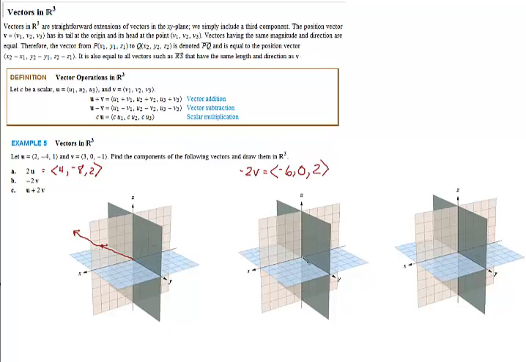So in the x direction I'm going to go -6, so there's 5, 6. I'm not going to go left or right, but I'm just going to go up 2. Then I will draw that vector from the origin, and there is -2v. Okay, u plus 2v. That is going to be u plus 2v.